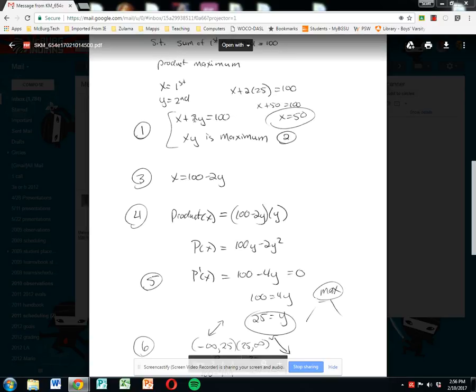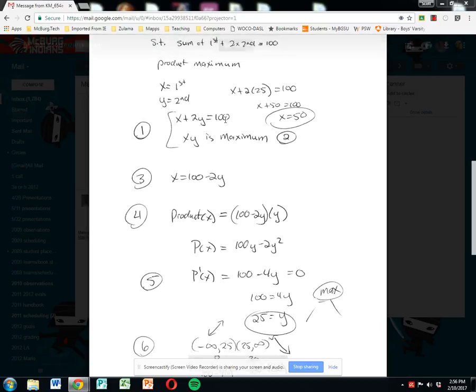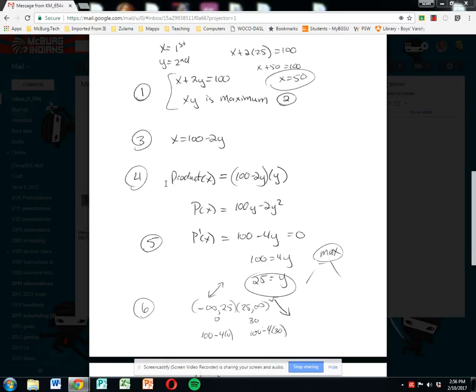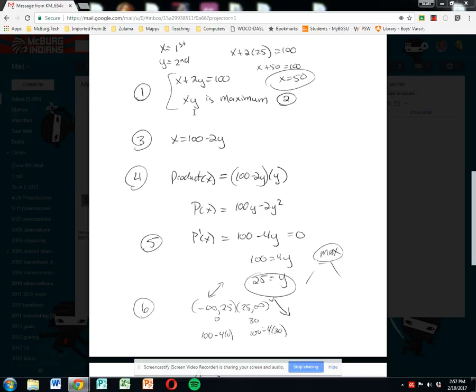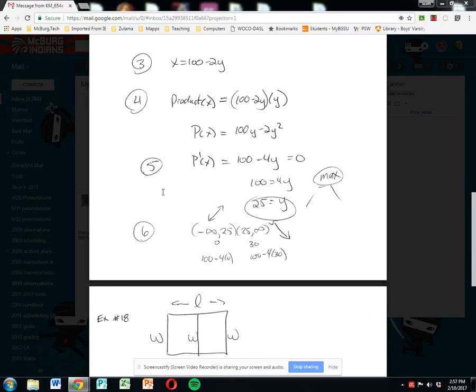In this case, I chose to solve for x because it was easier than solving for y. Once we have that, step 4, rewrite the product function by subbing in this x here. So I've got 100 minus 2y times y. So my product function becomes 100y minus 2y squared. Now, step 5, you're going to take the derivative and set it equal to 0. If you do, you'll see that we have a horizontal tangent happening at y equals 25.